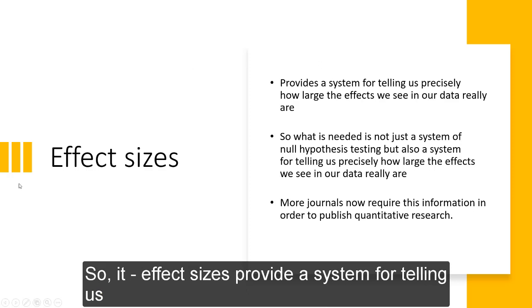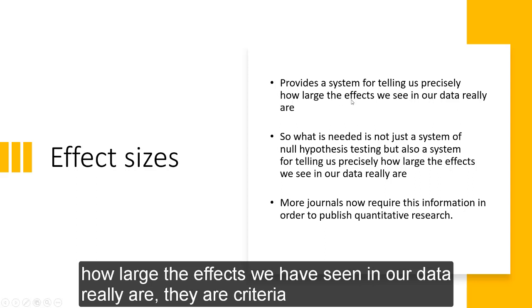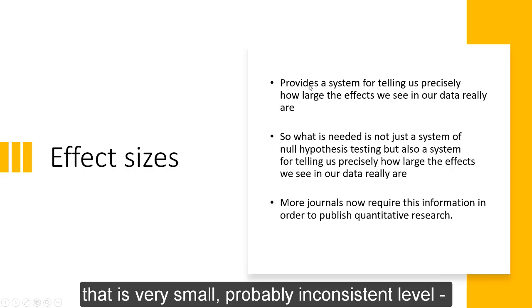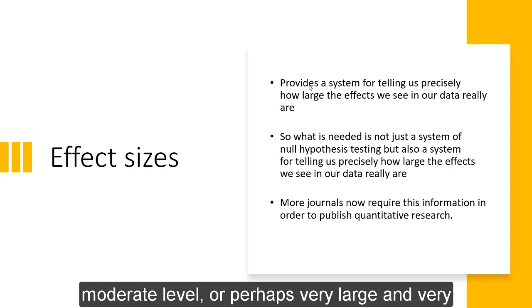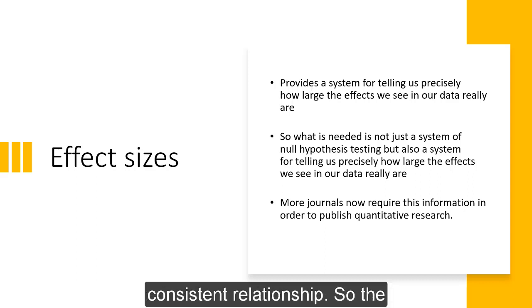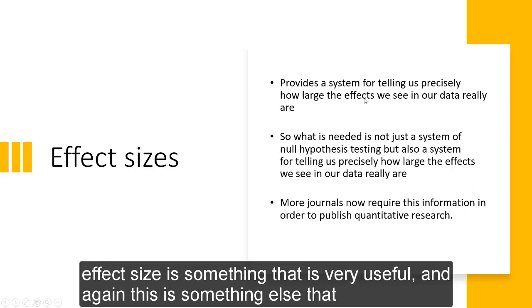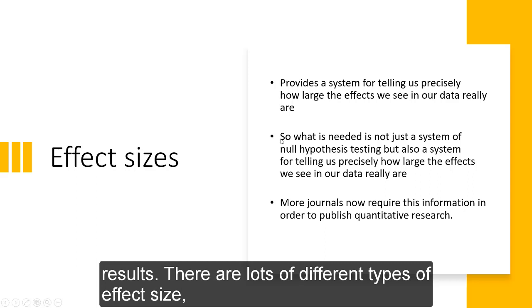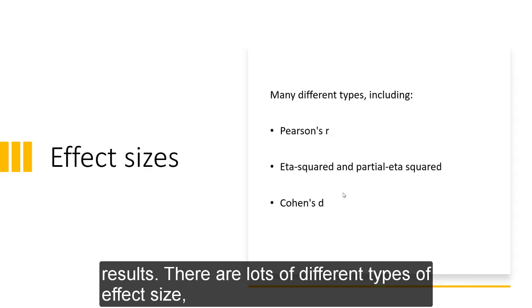Effect sizes provide a system for telling us how large the effects we've seen in our data really are. There are criteria that you can measure against to see if you found something that's a very small, probably inconsistent level, moderate level, or perhaps very large and very consistent relationship. So the effect size is something that's very useful, and again, this is something else that a lot of journals are now requiring authors to publish alongside their statistical results. There are lots of different types of effect size.